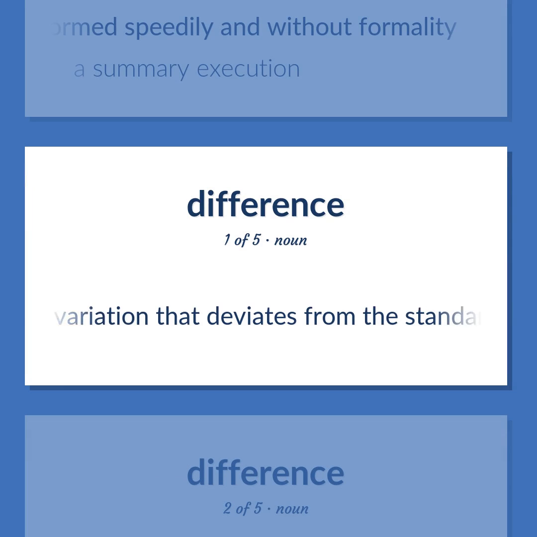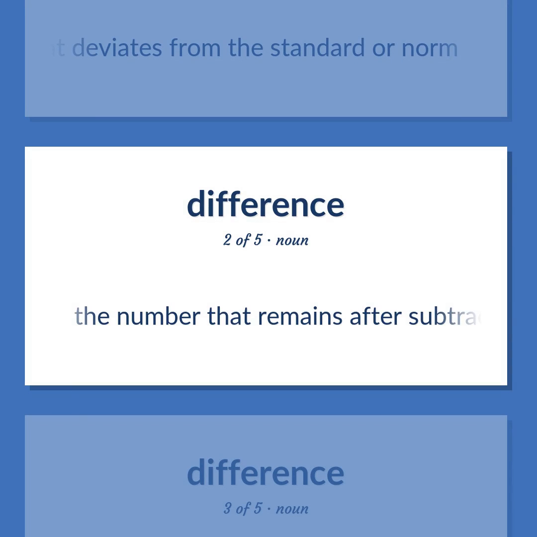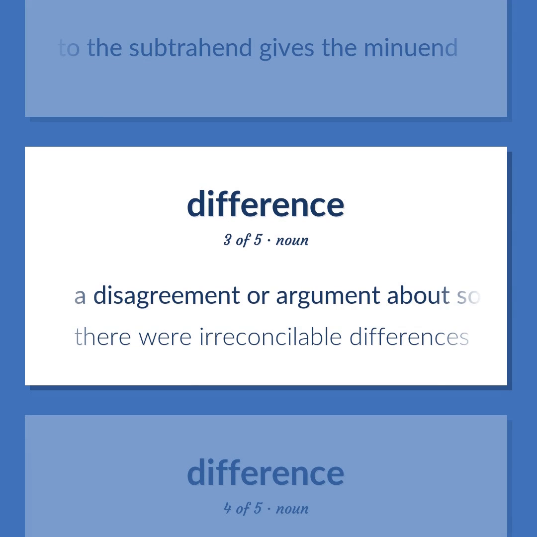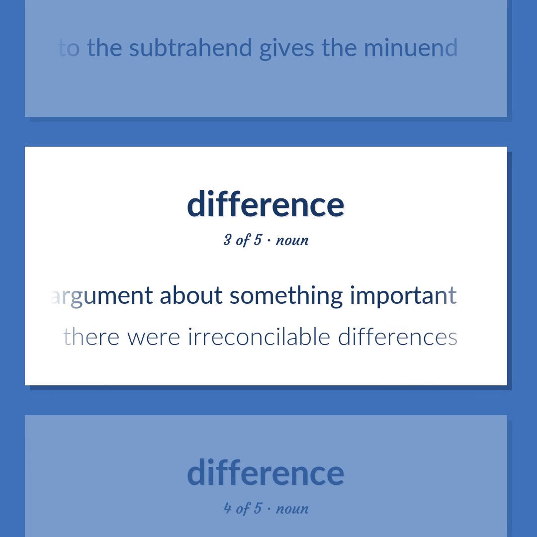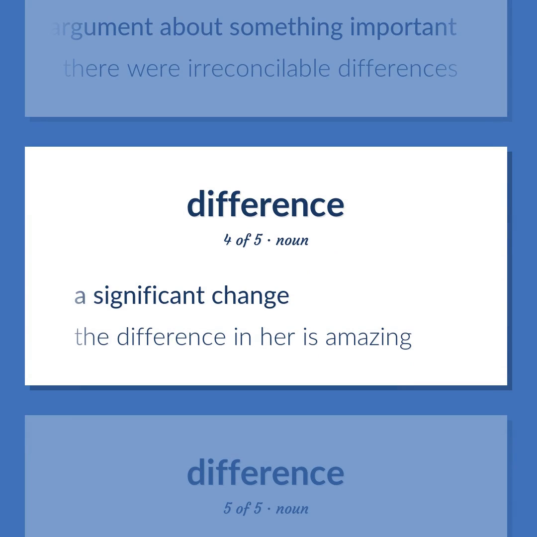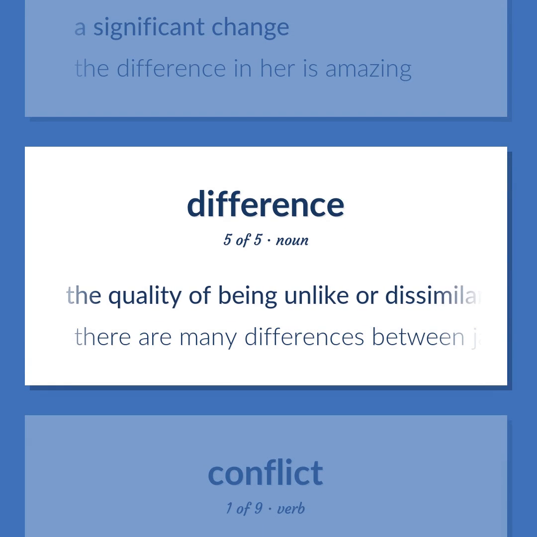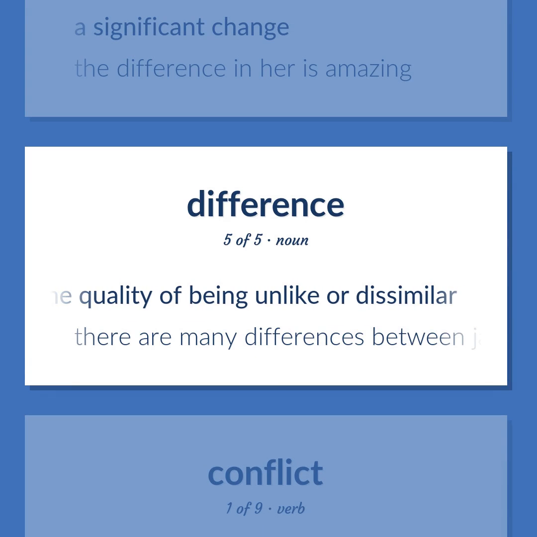A variation that deviates from the standard or norm. The number that remains after subtraction. The number that when added to the subtrahend gives the minuend. A disagreement or argument about something important. There were irreconcilable differences. A significant change. The difference in her is amazing. The quality of being unlike or dissimilar. There are many differences between jazz and rock.